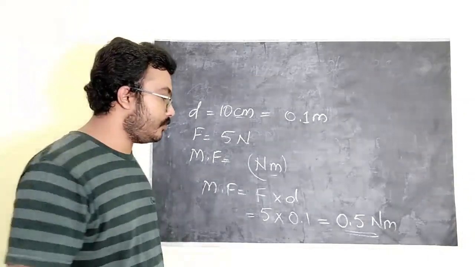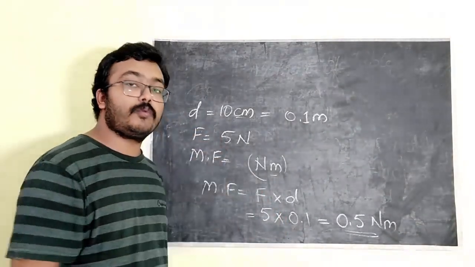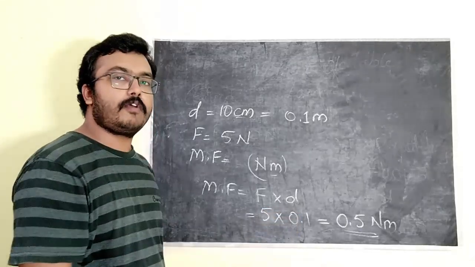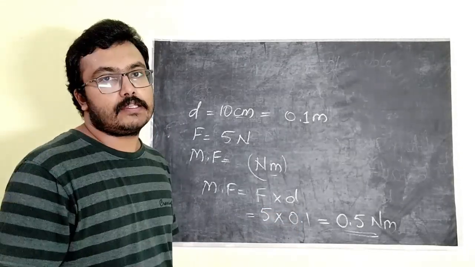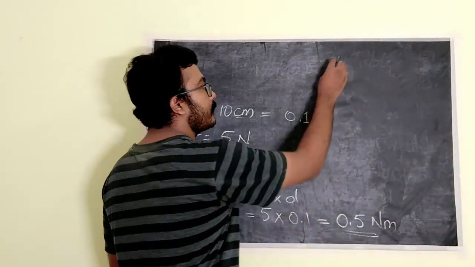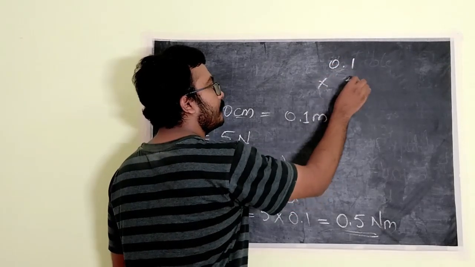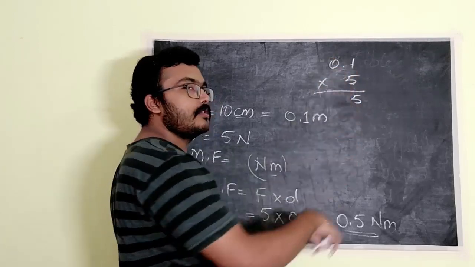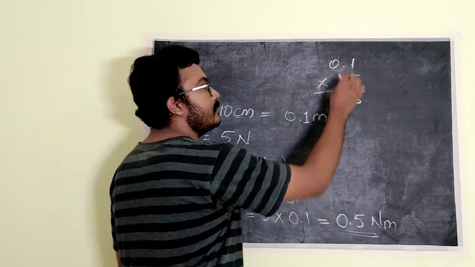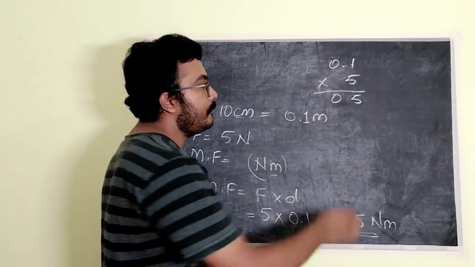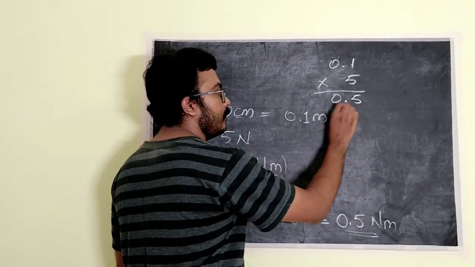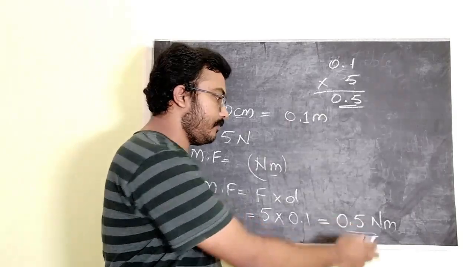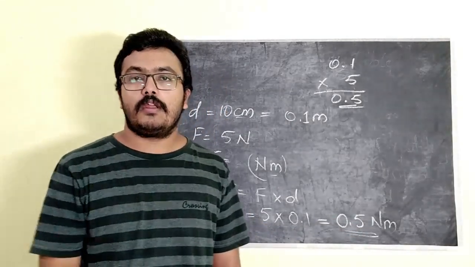Now, those who have any confusion with solving 5 into 0.1, I'll just tell you how it is. 5 into 0.1, you can go for your basic mathematics skill, that is 0.1 into 5. 5 ones, 5, 5 zeros, 0. And since there is one decimal place in 0.1, you have to put a point. Therefore, you get 0.5 as your answer. And that's how you get 0.5 Newton meter.